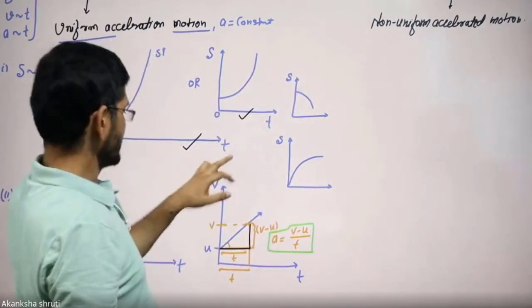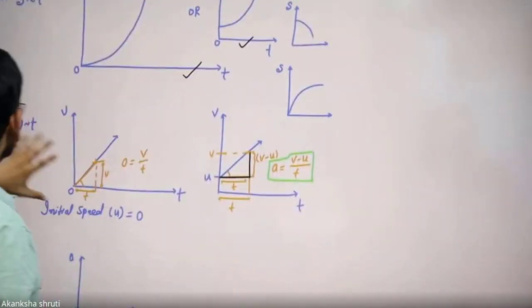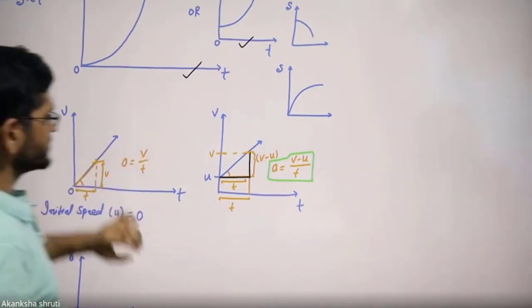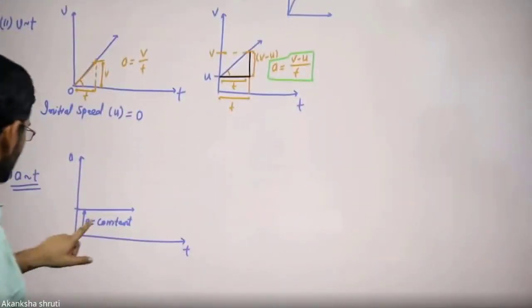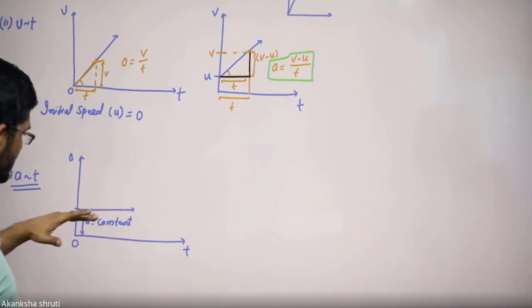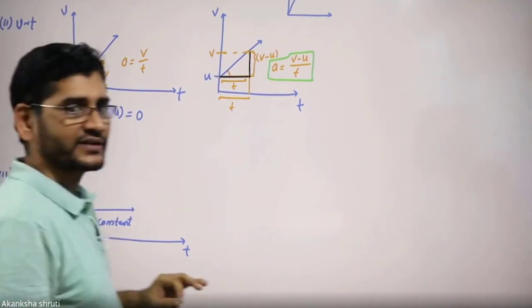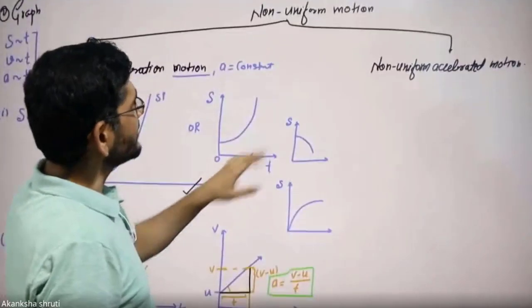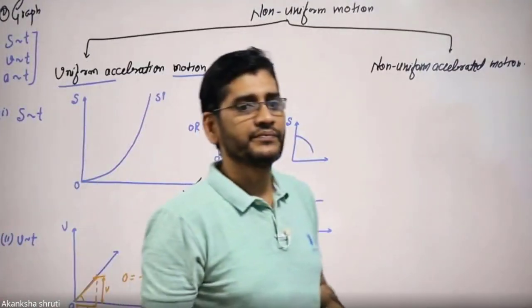Okay. So for these cases, the velocity time graph is this one. In the acceleration time graph, the acceleration is constant, so it is a line parallel to the time axis. So this one. Now let us come to the non-uniform motion.